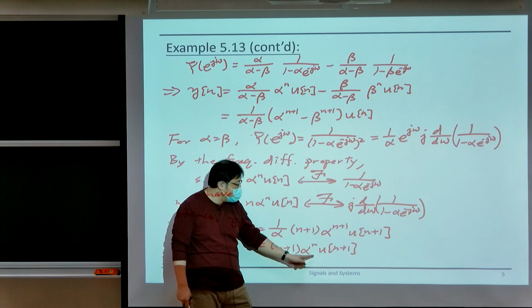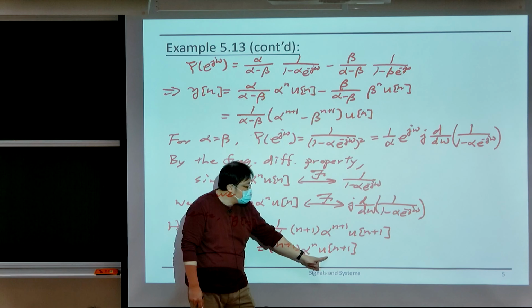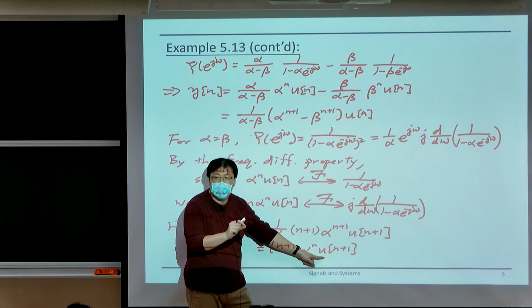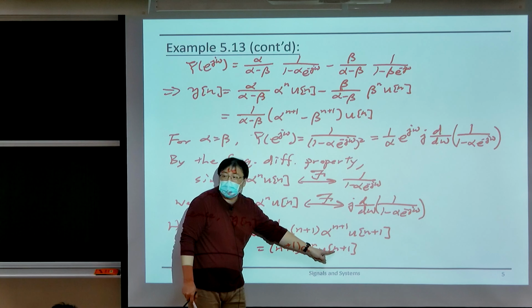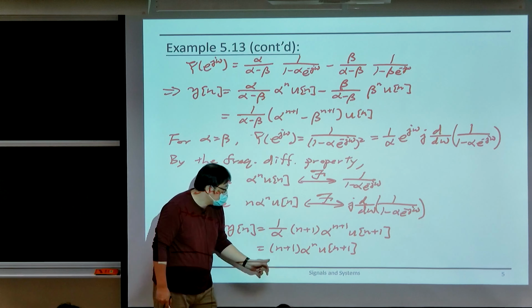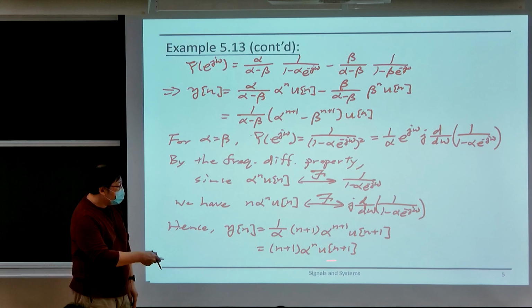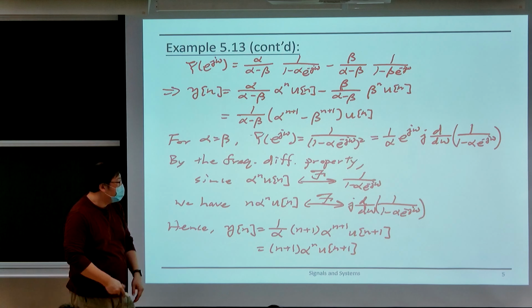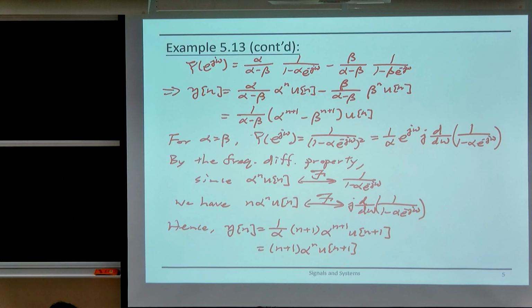Now, if you look at this unit step function, it is of n plus 1, meaning that it is non-zero starting from n equal to minus 1, then n equal to 0, n equal to 1, n equal to 2, and so on. But when n is equal to minus 1, this is actually 0, so this whole thing is still 0 when n is equal to minus 1. So this whole thing can only be non-zero starting from n equal to 0 instead of minus 1. So you can actually write this as n plus 1, alpha to the power n, u[n] instead.